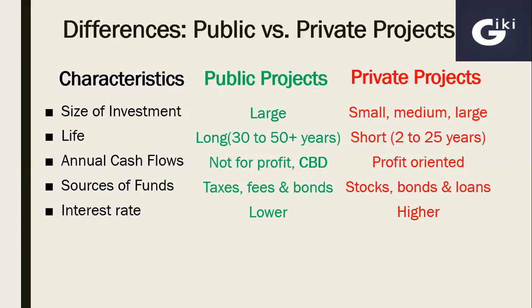So keep that distinction in mind. Then selection criteria. Public sector projects are selected on the basis of multiple criteria, like the interests of the people, whereas private sector projects are based just on the rate of return criterion. If the rate of return is greater than or equal to MARR, the project is acceptable, otherwise not.